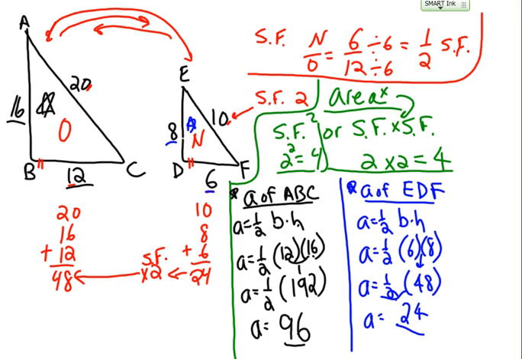Now, the cool thing is that 96 divided by 4 is equal to 24. Remember our multiplier that we got right here? If we take that and multiply it by our 24, the area of our small triangle, we get 96, the area of the big triangle. That's the connection we want you to make. Study, study, study.